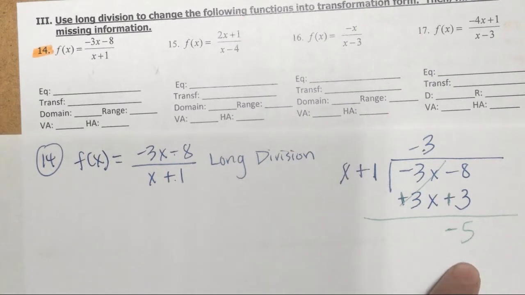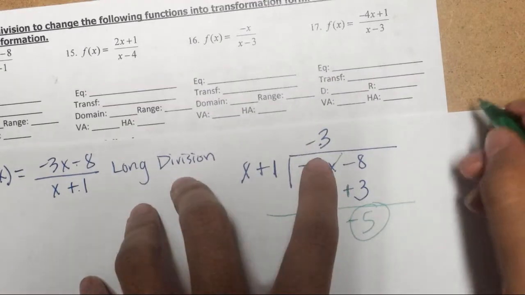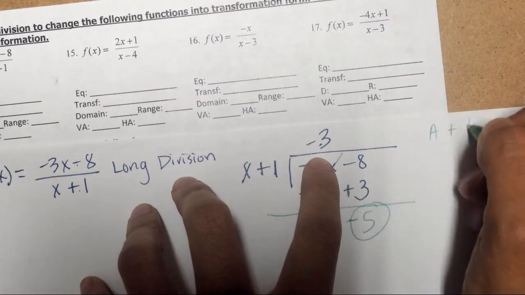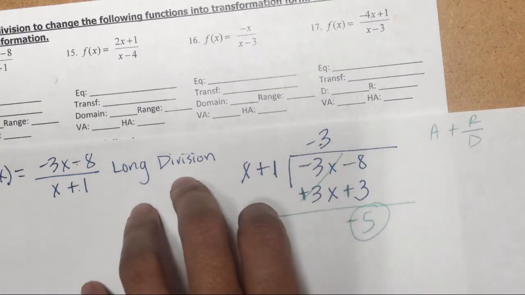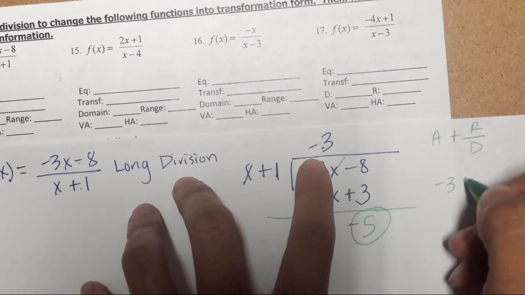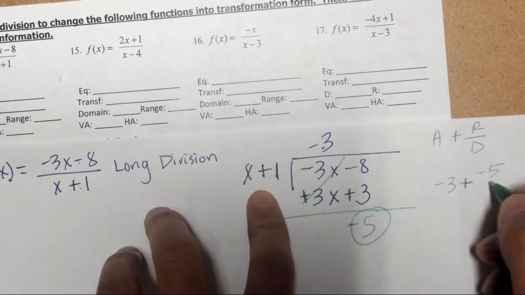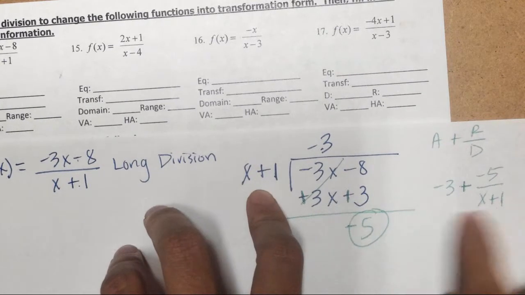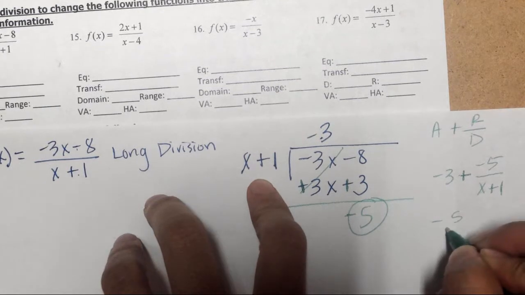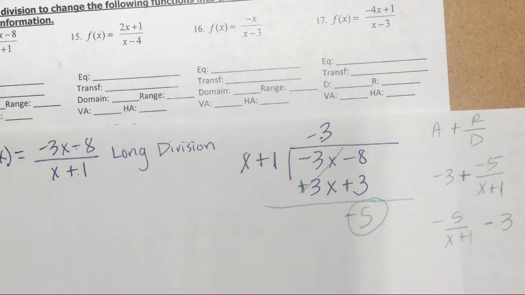Now can x go into negative 5? No, this is your remainder. So I always tell my kids, you're going to do answer plus your remainder over what you divided by. So your answer is negative 3, plus your remainder, which is negative 5, over x plus 1. But I like to flip-em-a-flop it, so I do negative 5 over x plus 1 minus 3. Same thing, right? It's kind of like adding 2 plus 3 and 3 plus 2. Same thing. So now I can see what my transformation is.